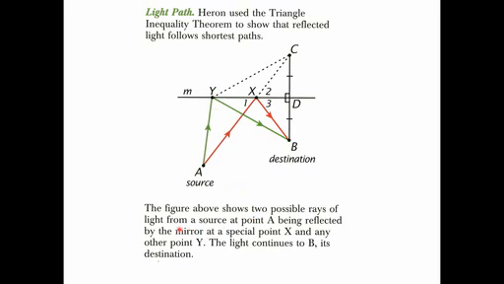So the figure above shows two possible rays of light from a source at point A being reflected by a mirror to a special point X and any other point Y. The light continues to the destination.